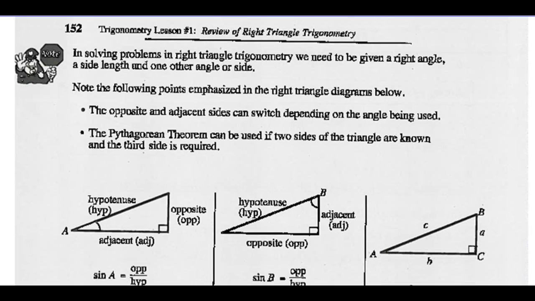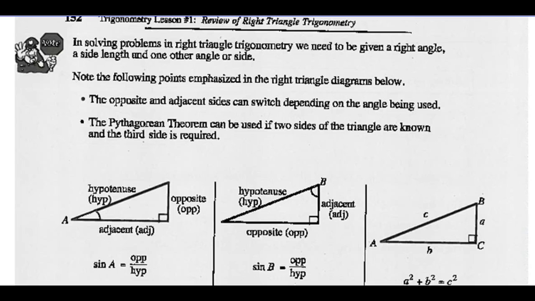In solving problems in right triangle trigonometry, we need to be given a right angle, a side length, and one other piece of information. So we need to have a right angle, one side, and one other piece of information, so another angle or another side. Note the following points emphasized in the right triangle diagrams below. The opposite and adjacent sides can switch depending on the angle being used, so whichever angle we're referring to. And the Pythagorean theorem can be used if two sides of the triangle are known and we're required to find the third side.